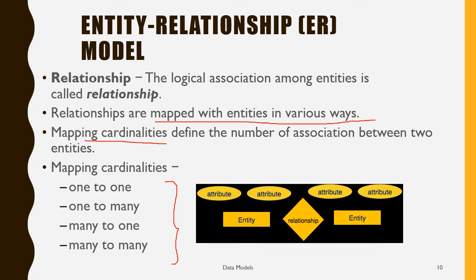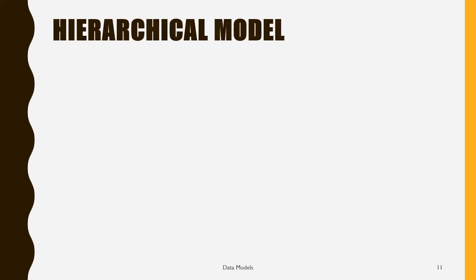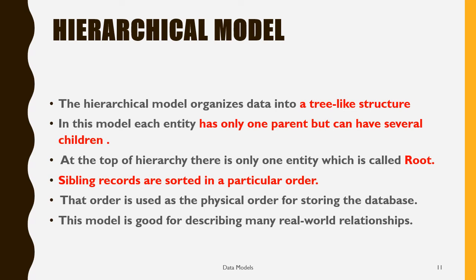This is an example of, again, an ER model where entities are represented as rectangles, attributes are represented in oval shape, and relationships are represented using a diamond symbol. Next comes the hierarchical model. Hierarchical model organizes data into a tree-like structure. In this model, each entity has only one parent but can have several children.